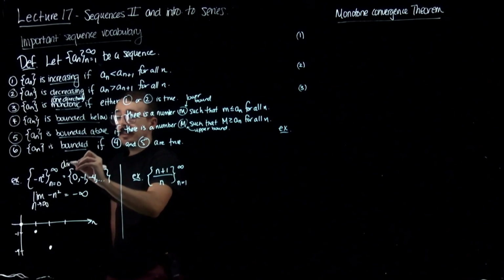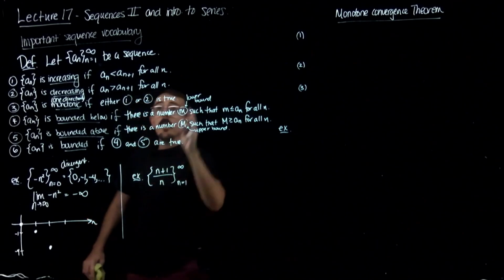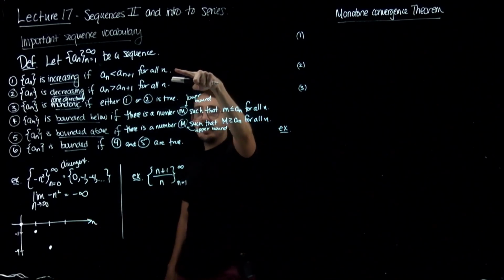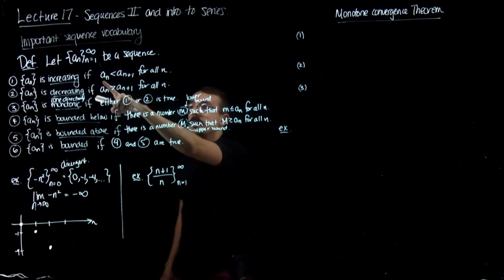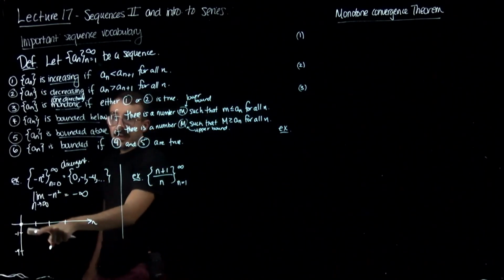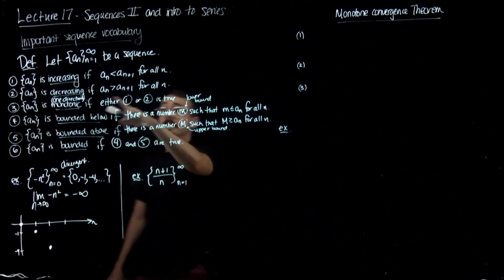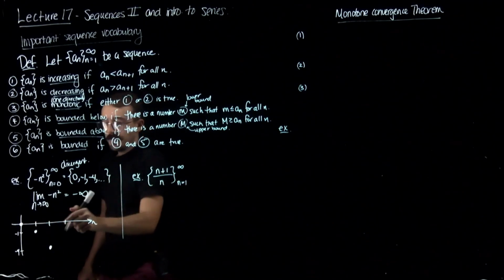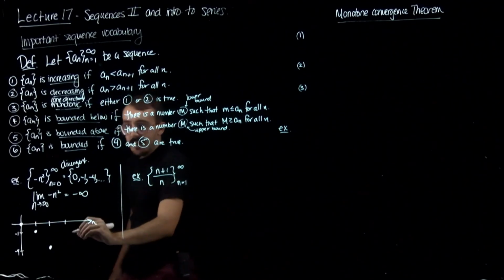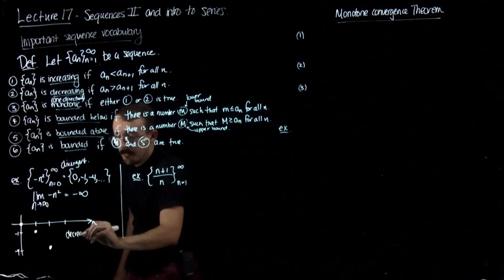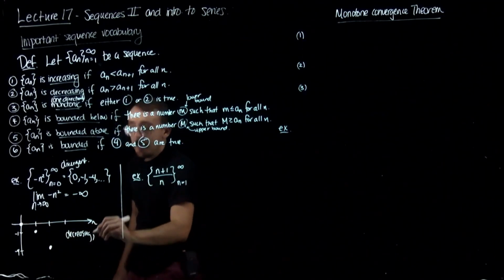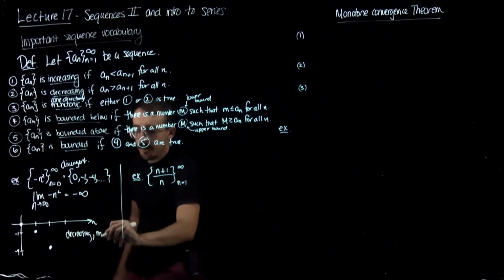So this is a divergent sequence. Which of these vocabulary words does this apply to? Is this an increasing sequence? Is the previous term less than the next one? Actually, no. It's quite the opposite. It's a decreasing sequence, right? Decreasing means that the previous one is always greater. So we could say that this is decreasing because each of the following terms is going to be less. Because it's decreasing, that means it's monotonic as well.